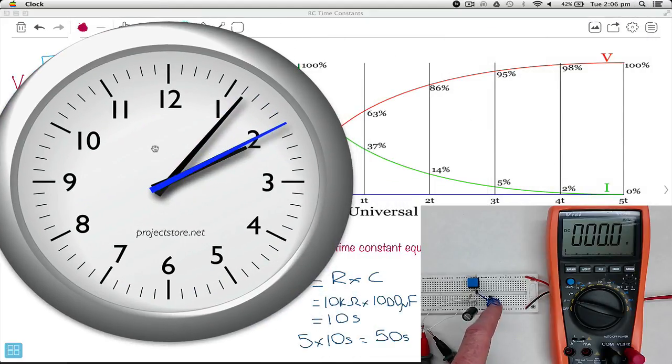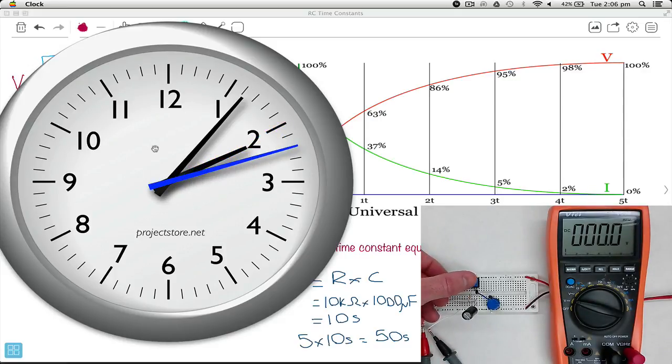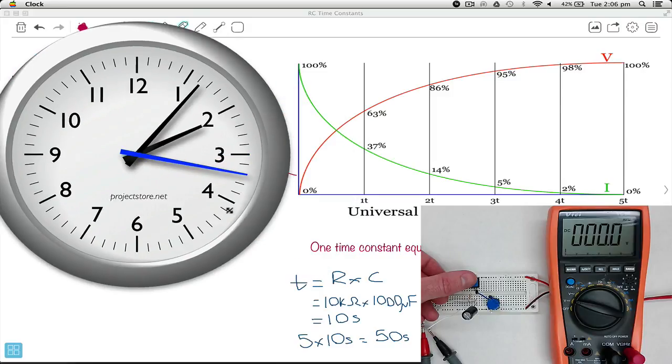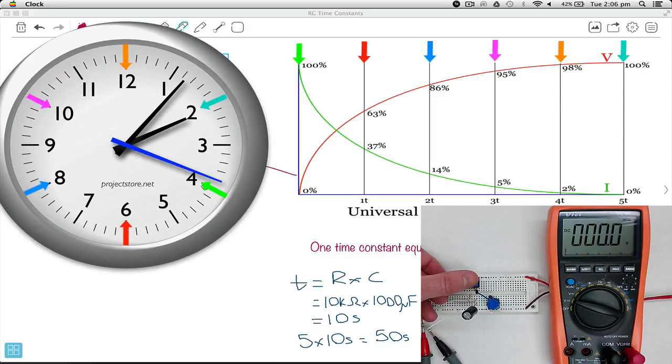Alright, let's have a look. I'm going to charge when the blue hand gets to the 4. And we're just going to follow this along. Okay, so after 10 seconds, we should be up here at 63%, which is 6.3 volts. Which was kind of close, but a little bit off. So after the next 10 seconds, we should be at 86%, which is about 8.6 volts.